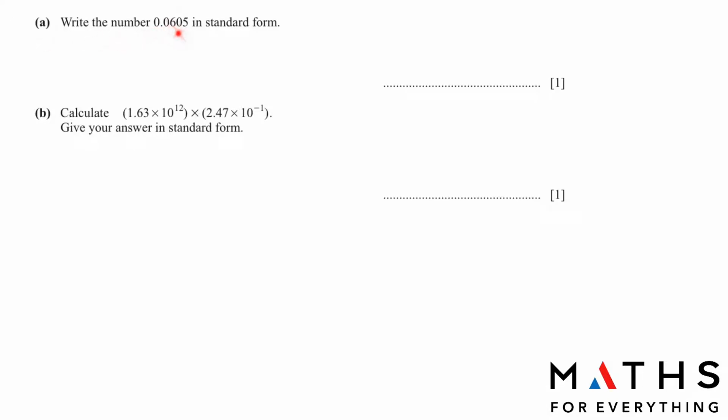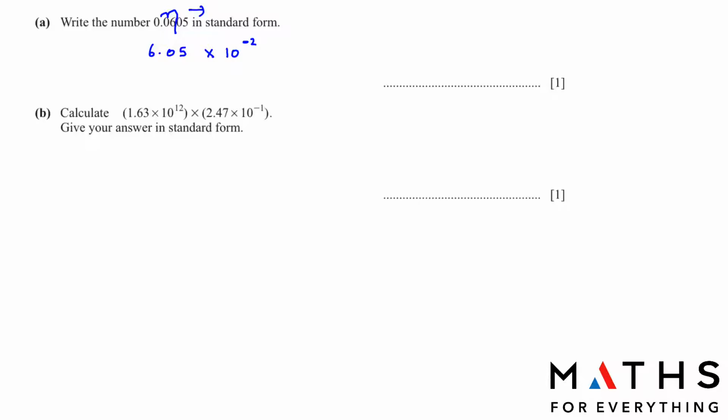Write the number 0.0605 in standard form. Standard form means we are going to have one number before the decimal and write the number multiplied by 10 to the power of something. So we are going to shift our decimal 2 places to the right. You will get 6.05. How many places did we shift to the right? 2. If we shift our decimal to the right, our power is negative. So this is the answer.